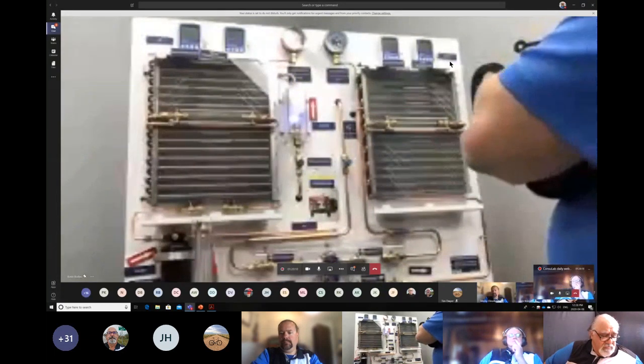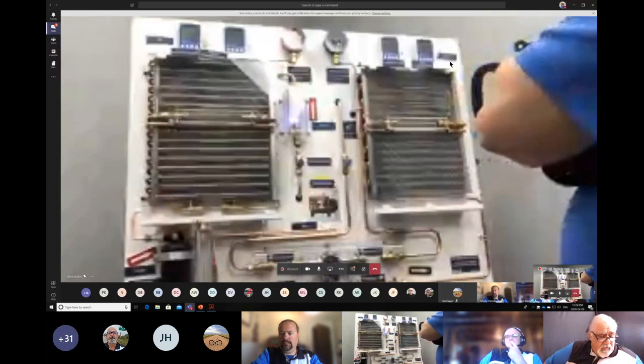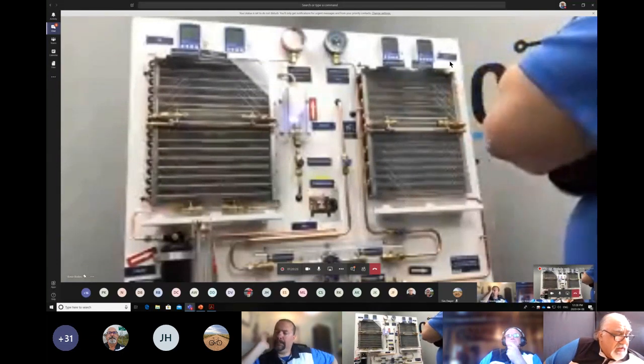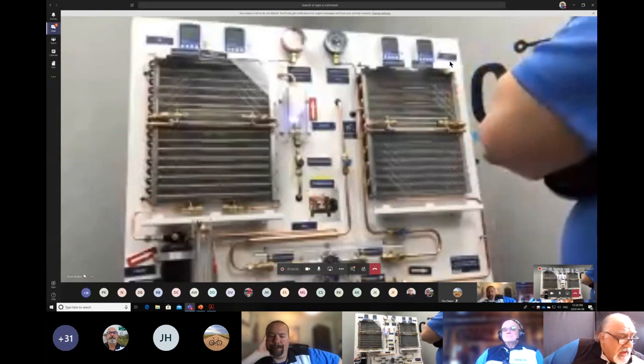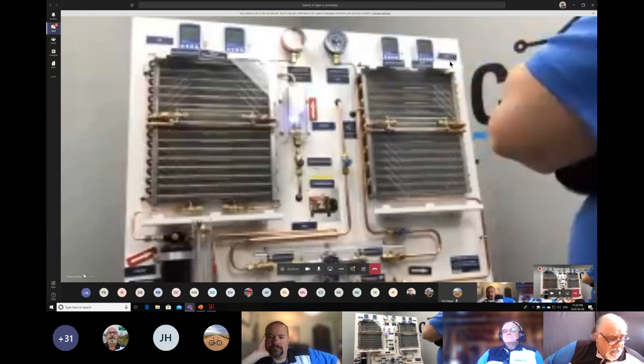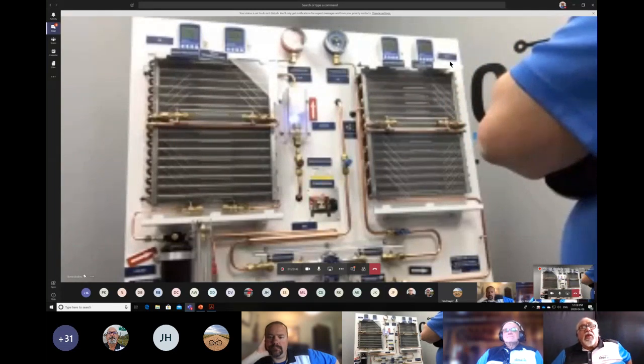I'm at 28 PSI, 34.3 degrees Fahrenheit coming out of the evaporator. So 28 PSI is 28 degrees, and we're at 28. So we've got virtually no superheat because we're not evaporating the liquid in the evaporator.